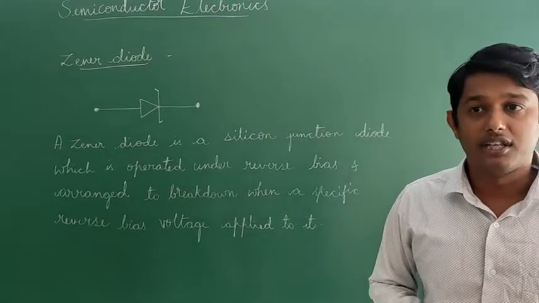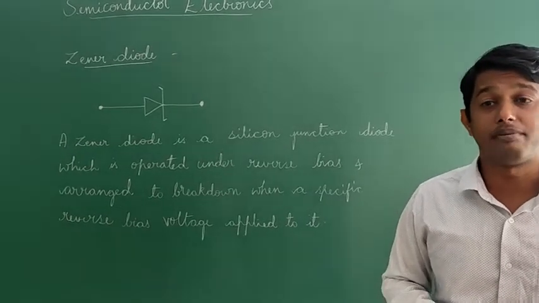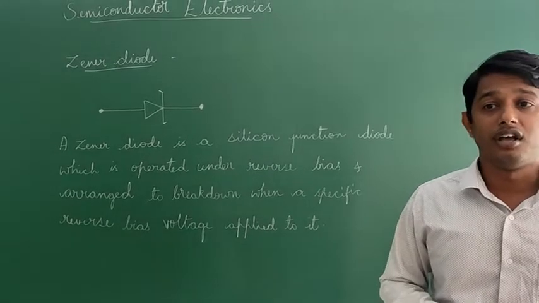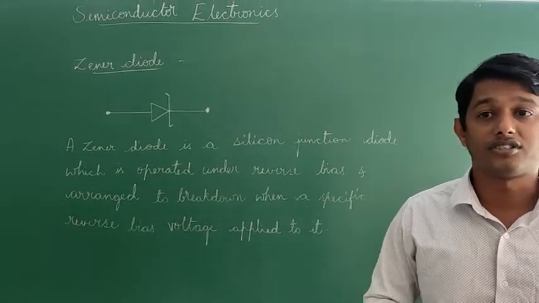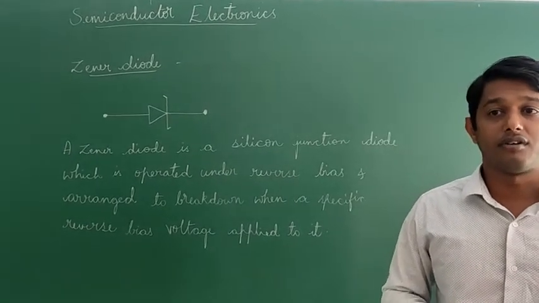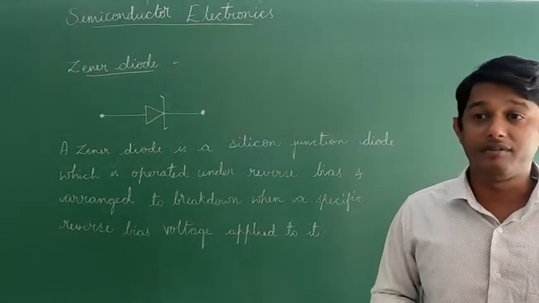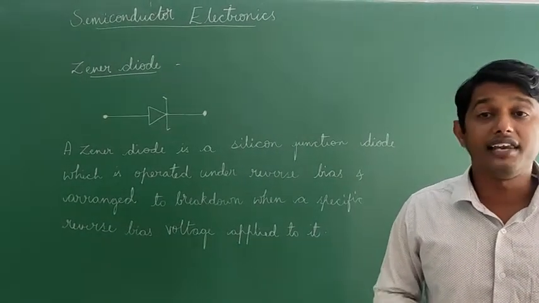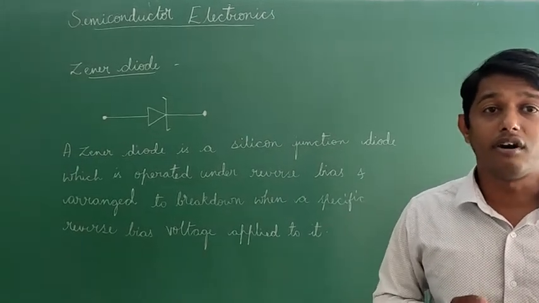Consequently, the breakdown of the junction will occur at very low reverse voltage. On the other hand, a lightly doped diode has a higher breakdown voltage.